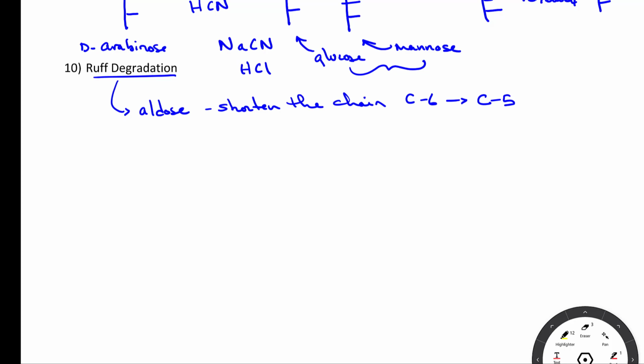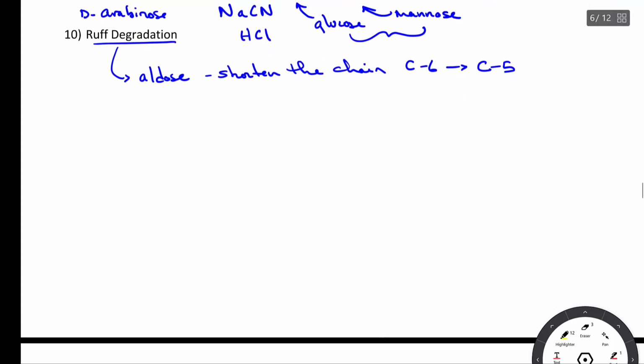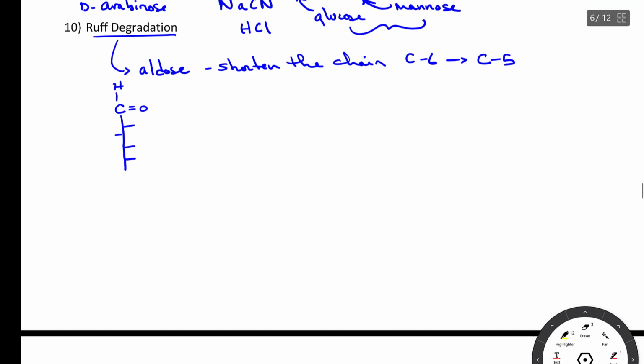So let's do the reaction. Let's start with, again, glucose. That's an easy one to remember. Like that. So the first step in the Ruff degradation is actually that oxidation reaction with bromine. And then you end up with the gluconic acid.